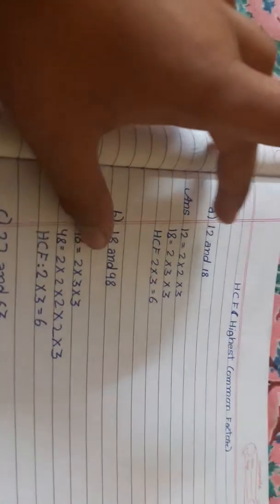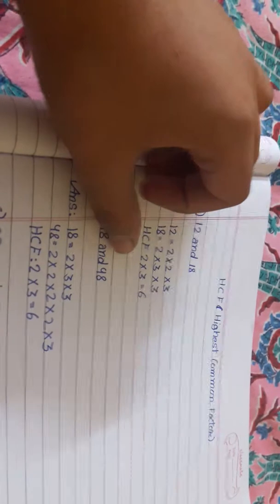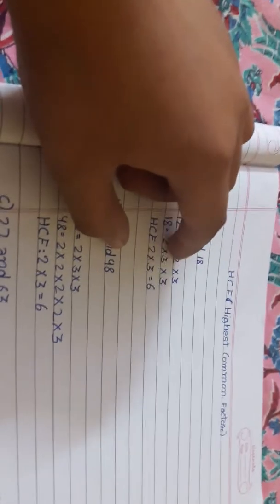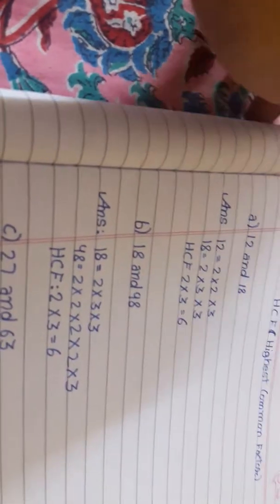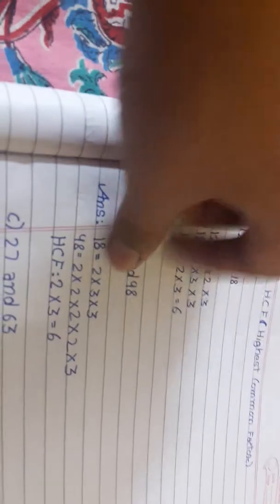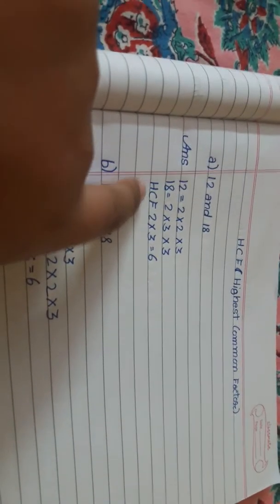Now we have to pick the common ones from both. The first common is 2, which is present in both the prime factorizations of 12 and 18, and the second is 3, which is also present in both prime factorizations. So we multiply them and our HCF is 6.